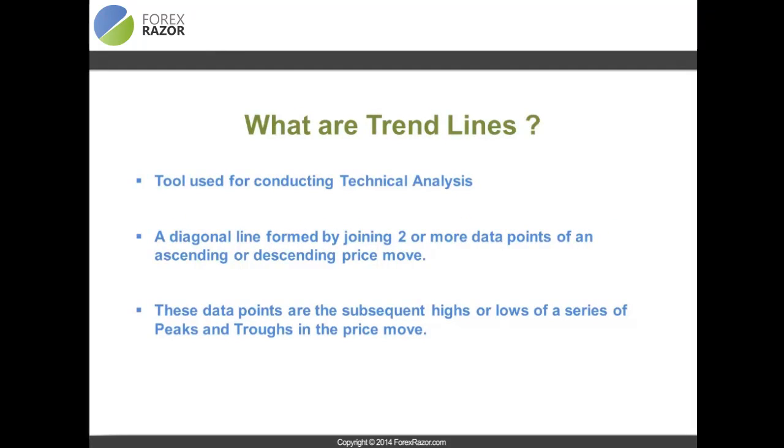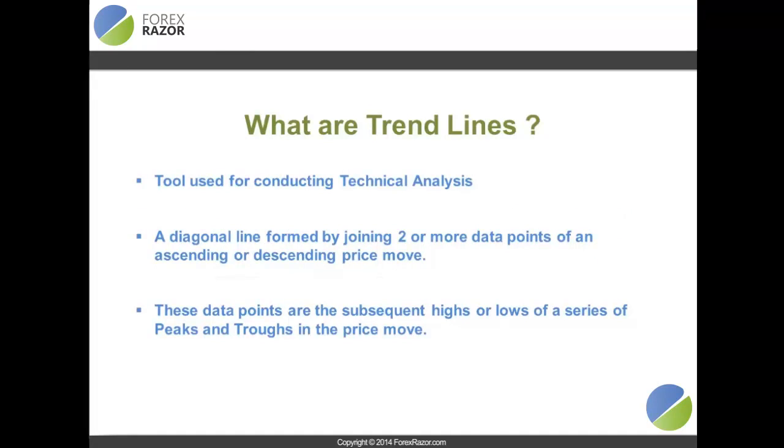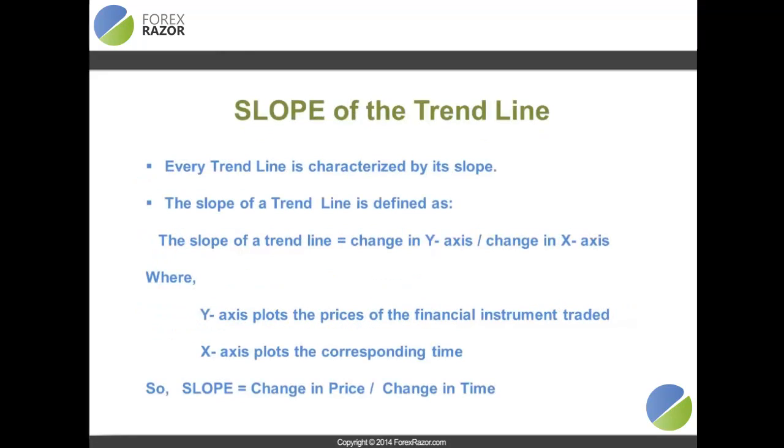Trend lines are another basic tool used for conducting technical analysis. A trend line is a diagonal line formed by joining at least two or more data points of an ascending or descending price move. These data points are the subsequent highs or the subsequent lows in the series of peaks and troughs of a price move. We next get on to understanding the characteristics of the trend line.